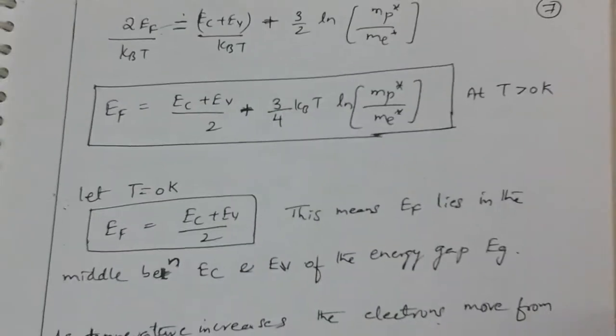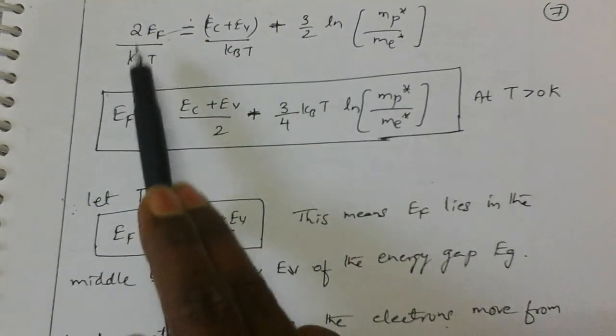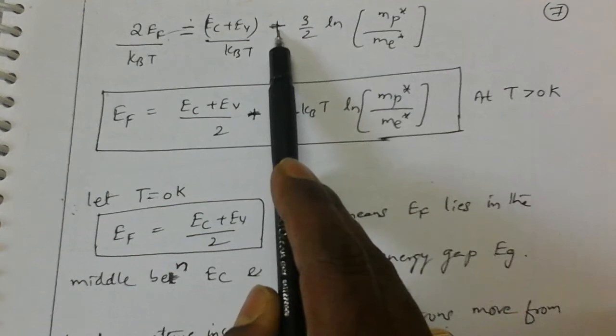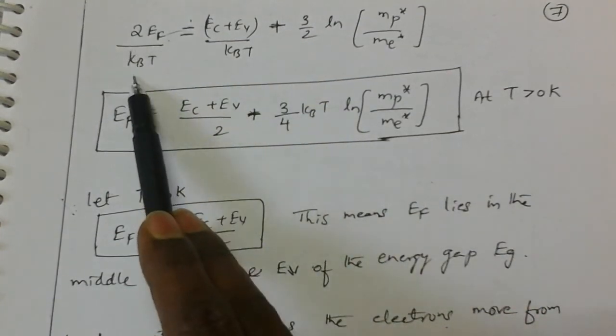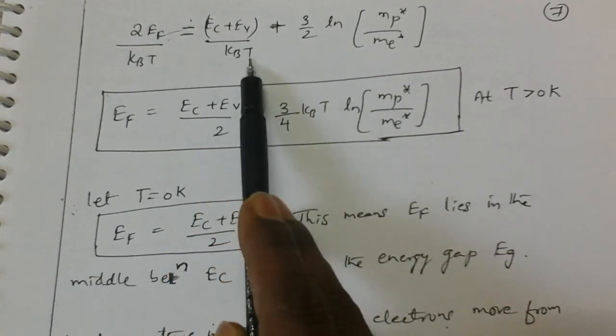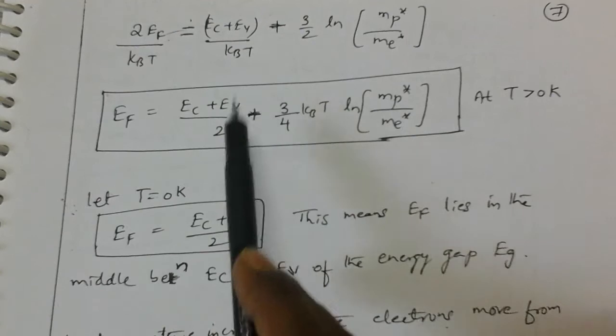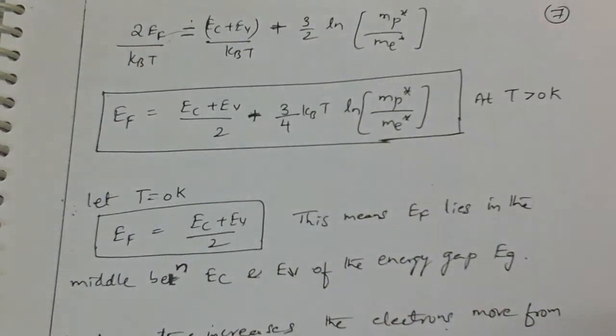Right, now from here to here, what are we doing? 2EF by KVT, 2 by KVT is going to that side. Then what happens? EF remains. If you send 2 by KVT to that side, what happens? (EC plus EV) by KVT into KVT. It becomes like this. You can see here in these notes.